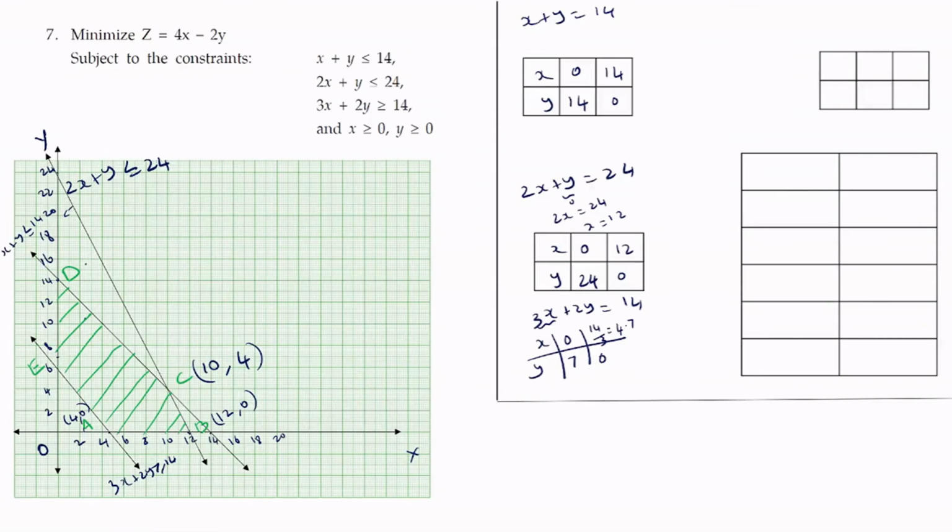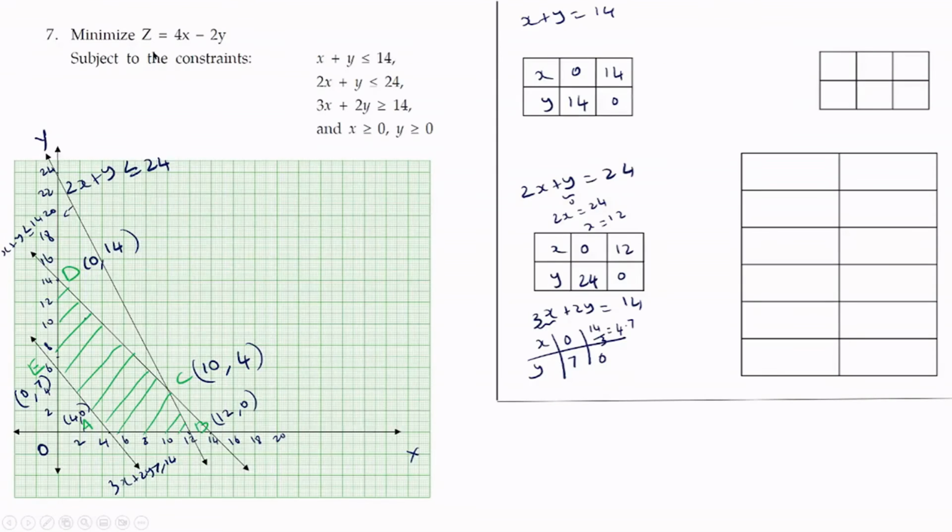For D it is (0, 14). And for E it is (0, 7). So this is the coordinate for each of these corner points. And now we have to draw the isocost lines. Since this is a minimization problem, the lines which we draw are called the isocost lines.